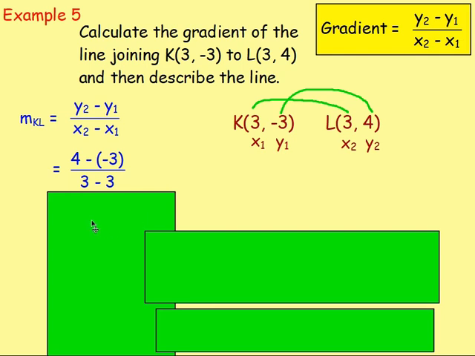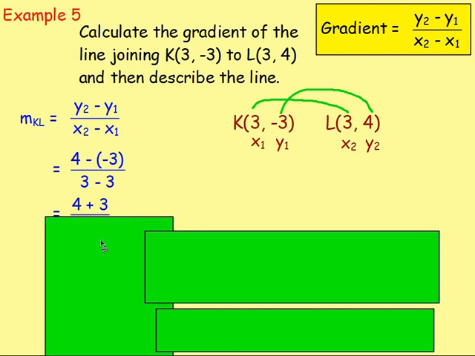We have 4 take away negative 3. What happens when you take away a negative? Rejwan, master of negatives, tell us, what would you do? You add. You do indeed, Rejwan. So that would be 4 plus 3. And this time we are dividing by, Adam, what would you have? 0. Brilliant. So we end up with 7 over 0.